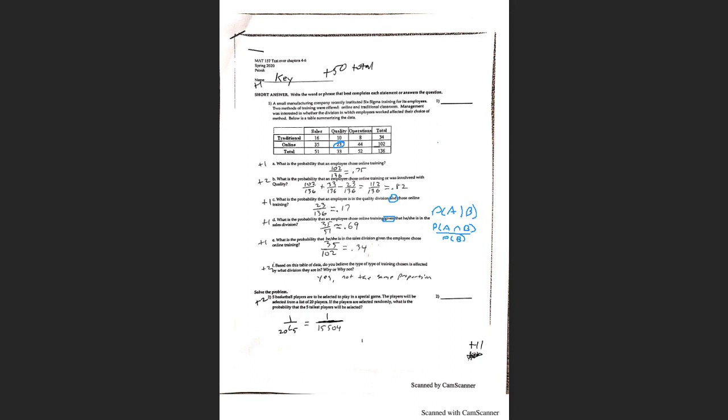The probability that online training and sales, how many is that? There it is, 35. So you can write this a couple different ways. And I like a shortcut method, but it's fine. 35 out of 136. But now I'm only going to compare it with the second thing, which is in the sales division. So if we look at sales, the probability of B is 51 out of 136. But really, it ends up just being 35 out of 51.